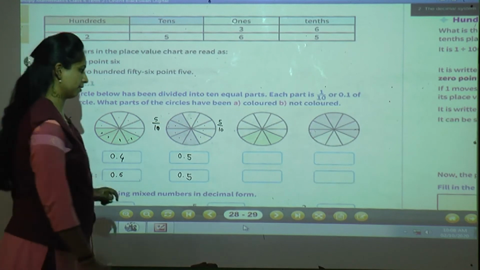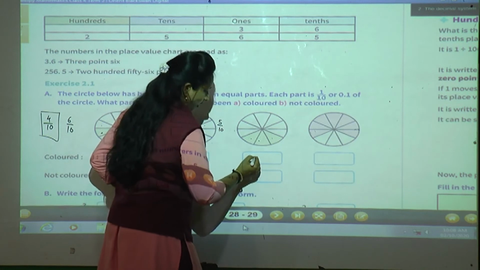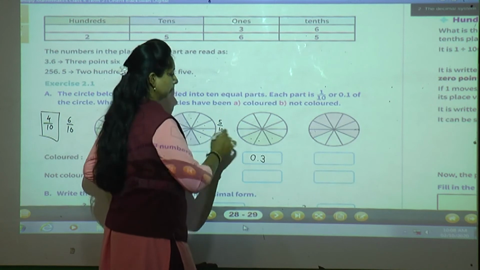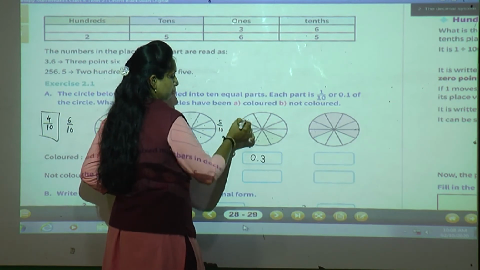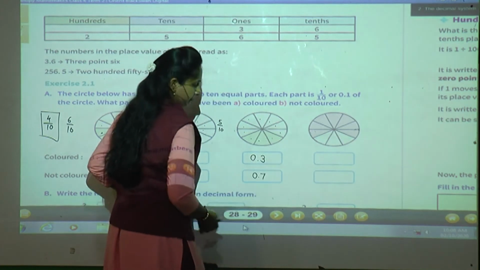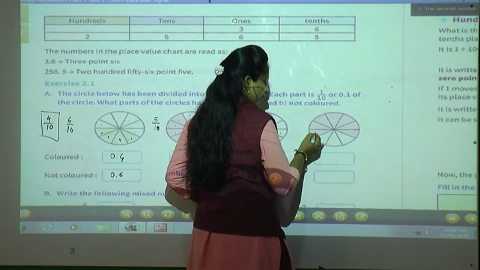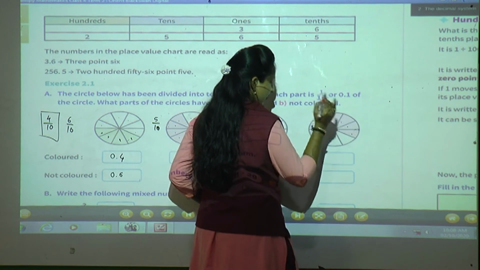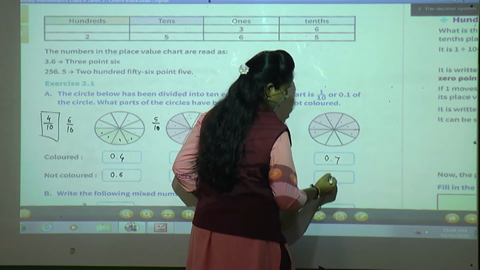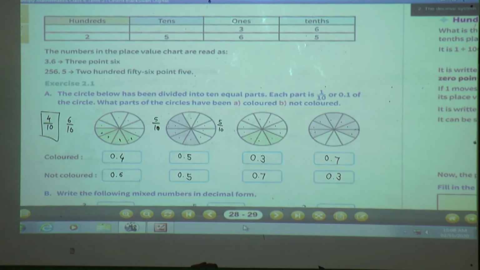Okay. Now the next. In this, how many parts are colored? 3. Now you can write directly 0.3. Don't write only 3, write 0.3. How many parts are not colored? 1, 2, 3, 4, 5, 6, 7. 0.7. Okay. Now the next. In this, how many parts are colored? 1, 2, 3, 4, 5, 6, 7. 0.7. How many parts are not colored? 3. 0.3. Clear? Very simple.